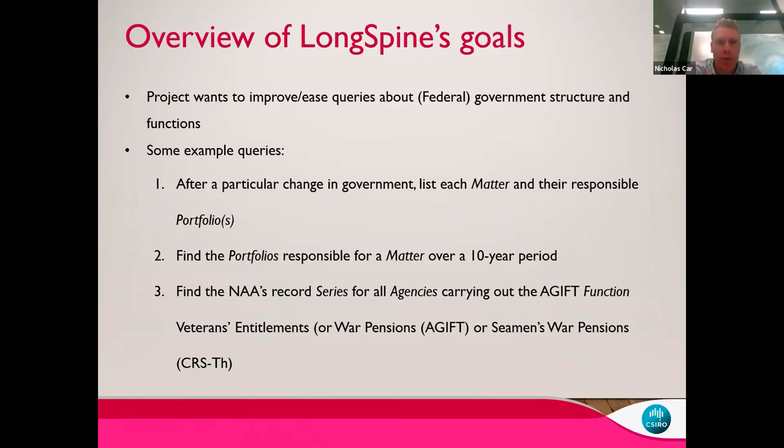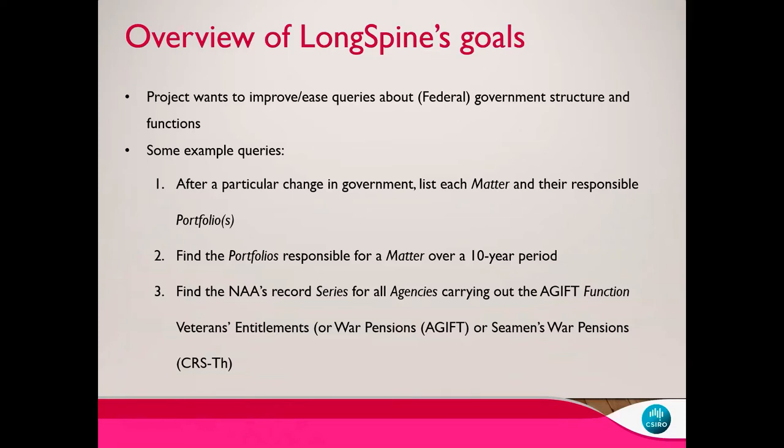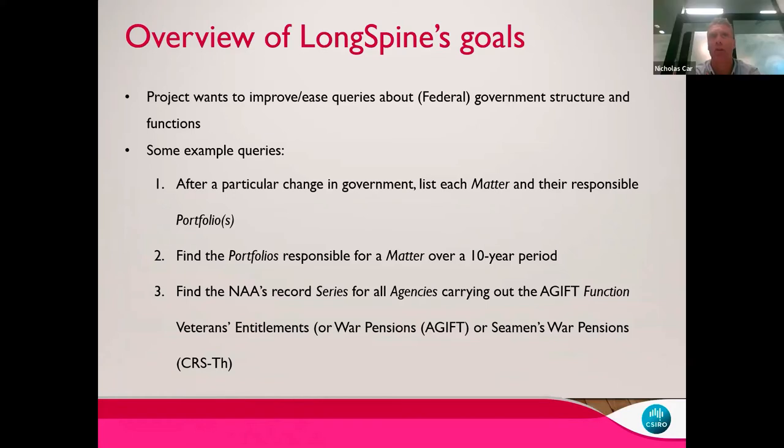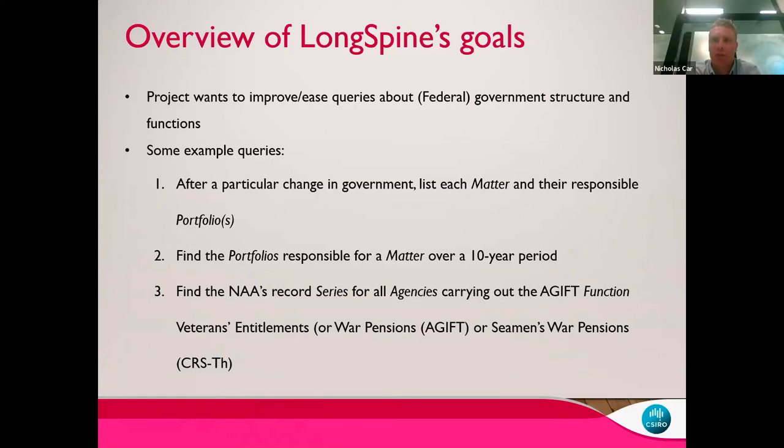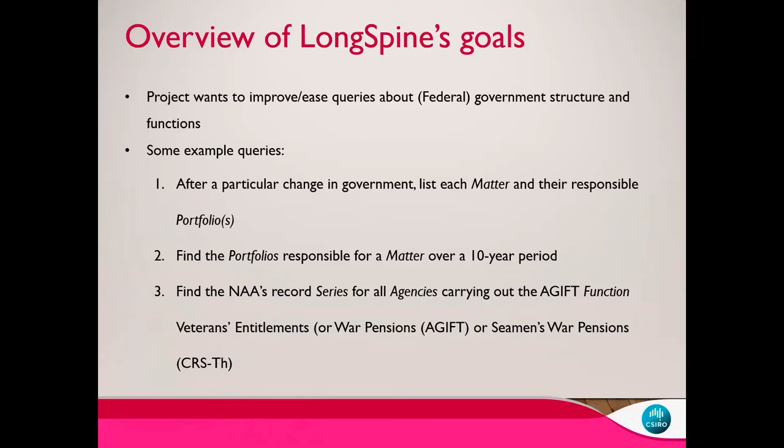Okay, so very quickly, the Longitudinal Spine Project's goal is to improve queries about federal government structure and the functions of government structural units. Some example kinds of queries that are possible now, but that we want to make more effective and quicker to execute, are like this. After a particular change in government, list each matter and their responsible portfolios. A matter is a functional classification of the government according to the administrative arrangement orders, which are a government-issued kind of structure of government instruction.